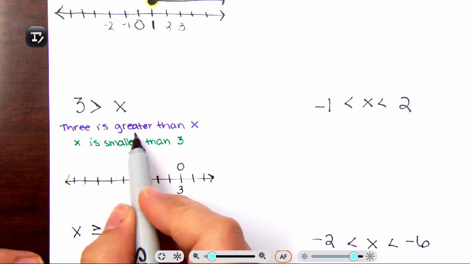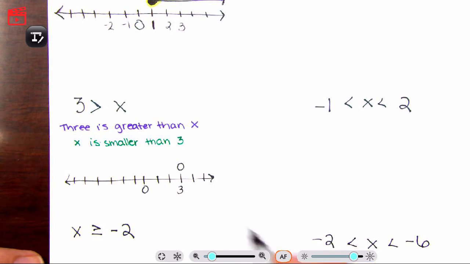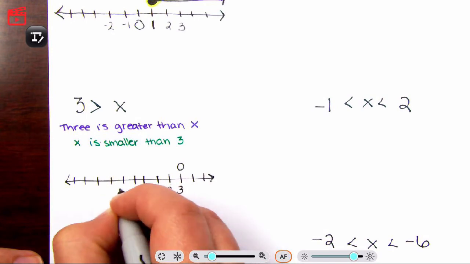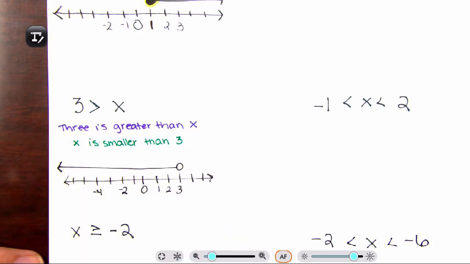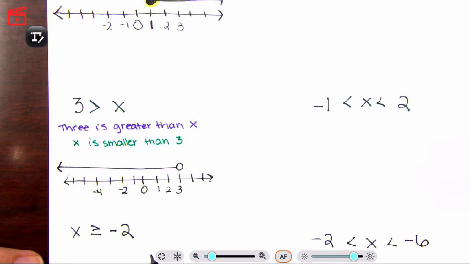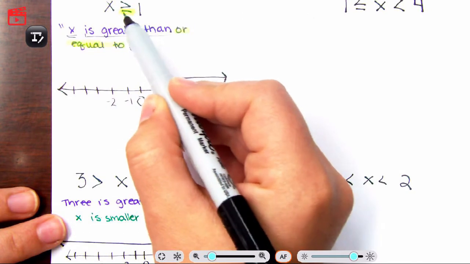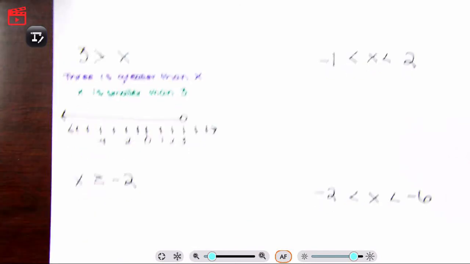So 3 is greater than X, which means X is smaller than 3. So which numbers are smaller than 3? 2 is smaller than 3, 1 is smaller than 3, -2 is smaller than 3, -4 is smaller than 3. So we're doing all of these numbers to the left. Now we have to decide if we are closing that circle or leaving it open. I'm looking at my inequality, and I don't have the or equal to. I don't have this line. So if you don't have the or equal to, we're going to keep it open.